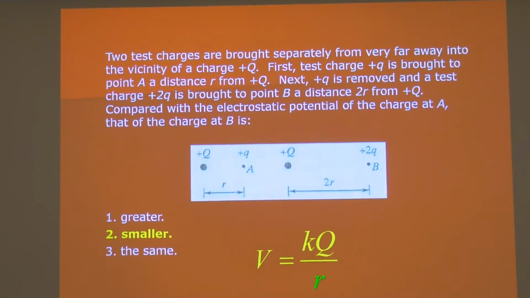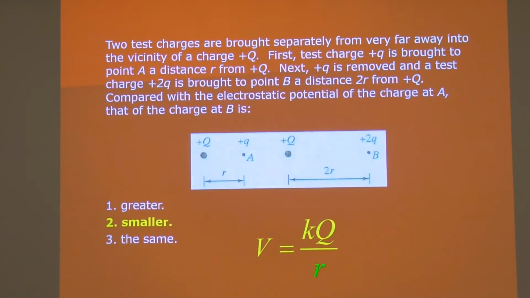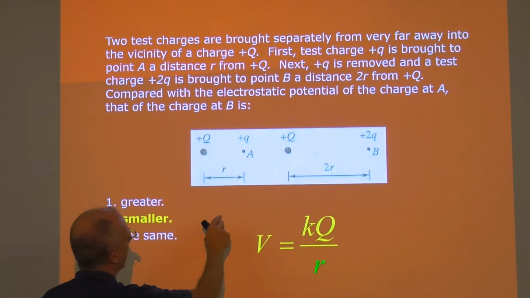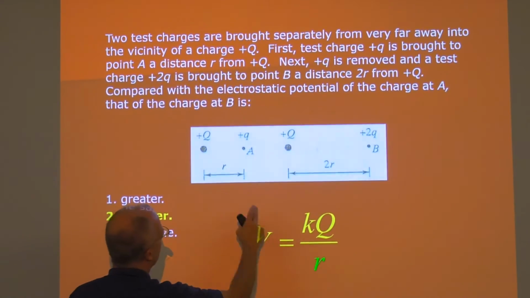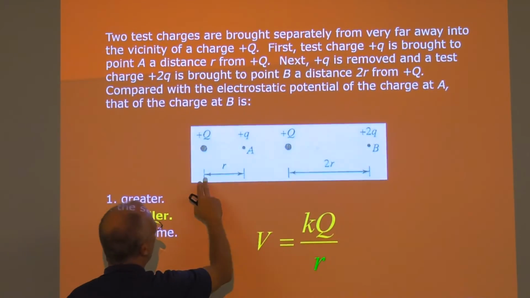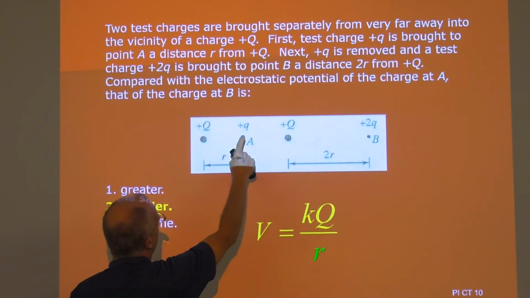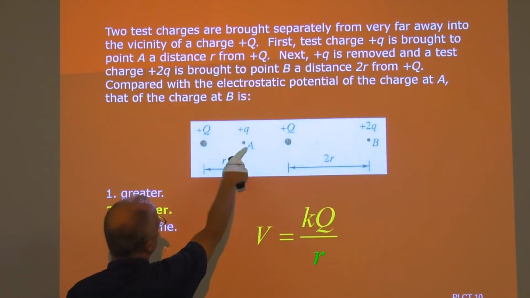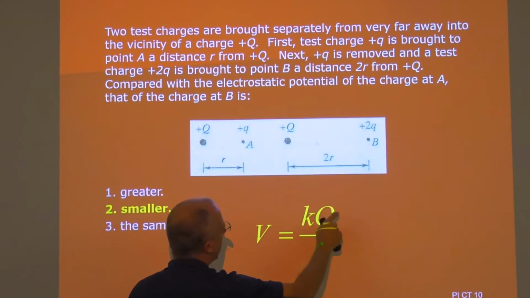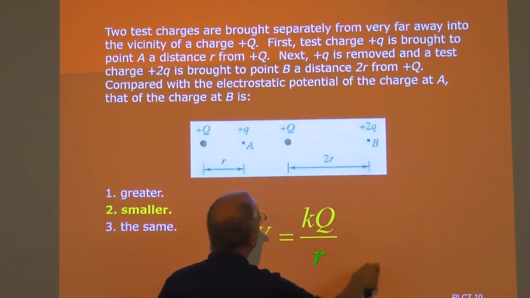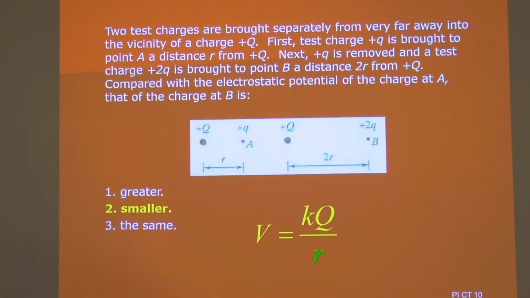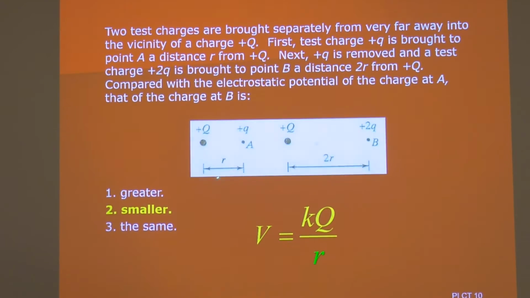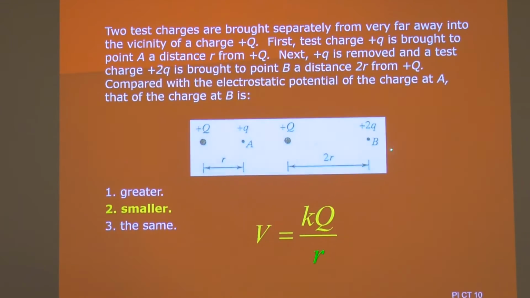So what's the answer? It's smaller, because here, okay, V equals KQ over r, right? We want to know the potential at this point. So the distance is r. At this point, the distance is 2r. So the potential here is twice as much as the potential there, just by using that formula.